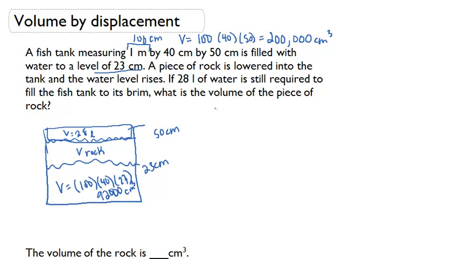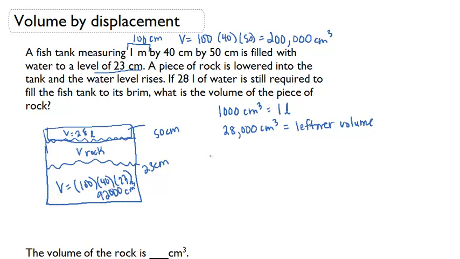So let's convert 28 liters to cubic centimeters. We recall that 1,000 cubic centimeters equals 1 liter. So therefore, 28 liters would be 28,000 cubic centimeters. So this is the leftover volume. So we know that the volume of the whole tank is 200,000. This leftover volume is 28,000, and we know the volume of the water is 92,000.